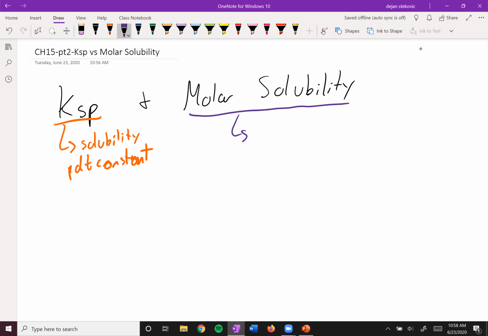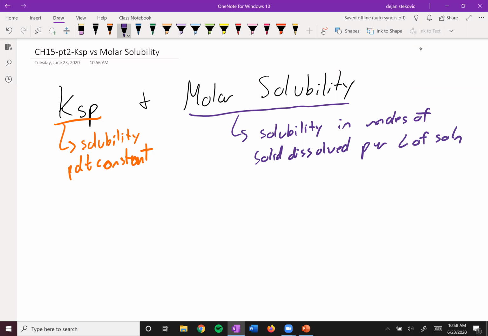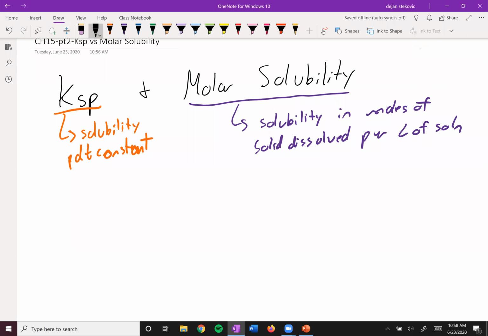And so molar solubility, as the name implies, is the solubility in moles of solid dissolved per liter of solution, right? So moles of solid dissolved over liters of solution. And so we have two different units that are describing essentially the same thing. And so the good news is we can interconvert between the two.